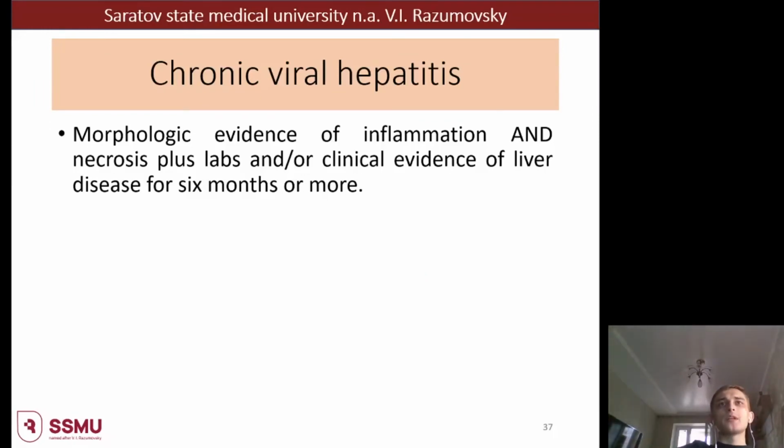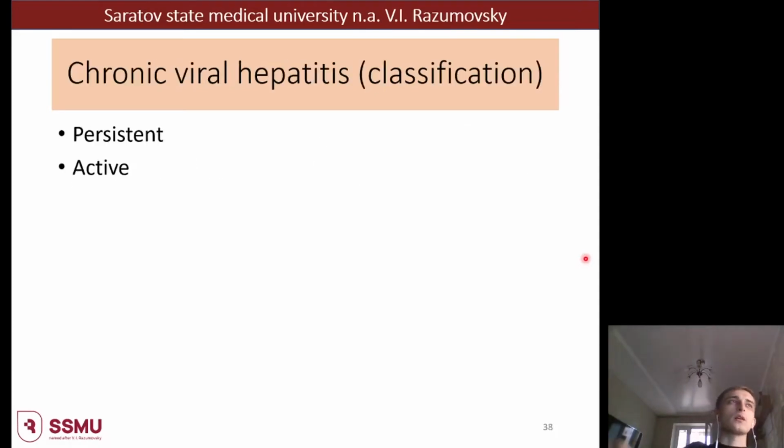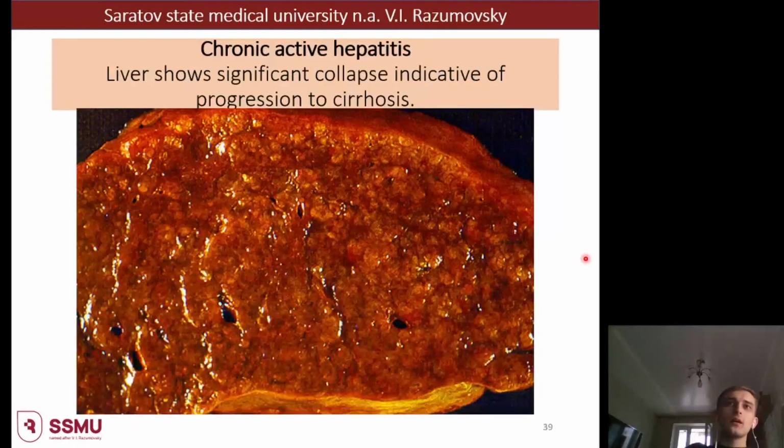Chronic viral hepatitis is characterized by morphological evidence of inflammation and necrosis plus lab or clinical evidence of liver disease for 6 months or more. Chronic viral hepatitis may have two different types. It may be persistent or active. Active chronic hepatitis is characterized by significant collapse, indicative of progression to cirrhosis.